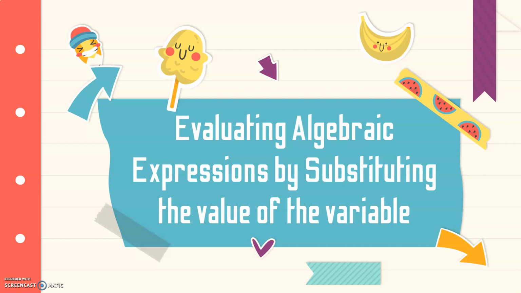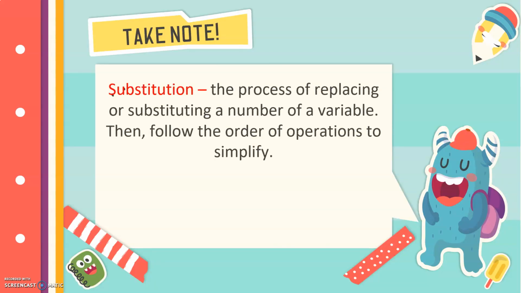So let us remember that one because we will be using it in evaluating algebraic expressions by substituting the value of the variable. Now let us take note that substitution is a process of replacing or substituting a number for a variable. Then, we follow the order of operations to simplify the given expressions or equations.